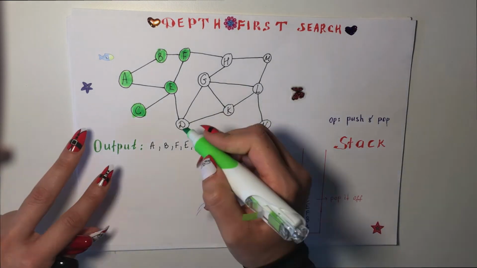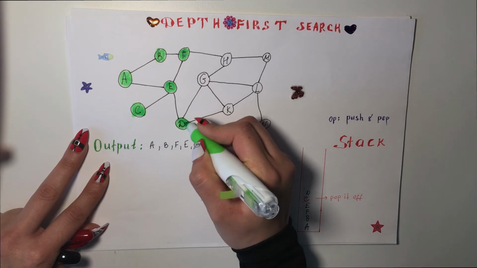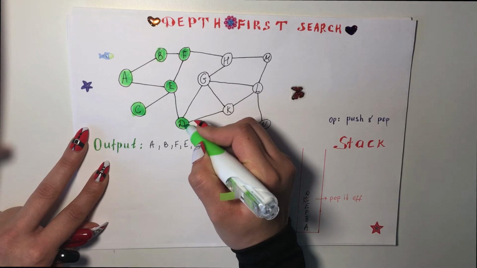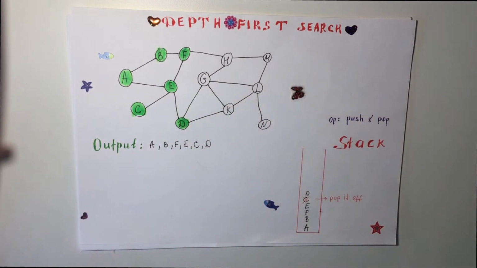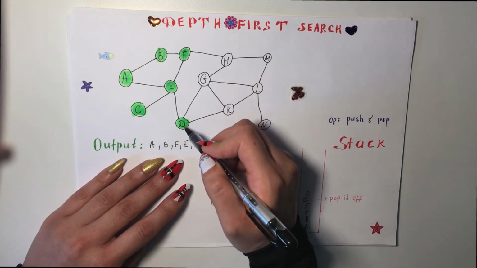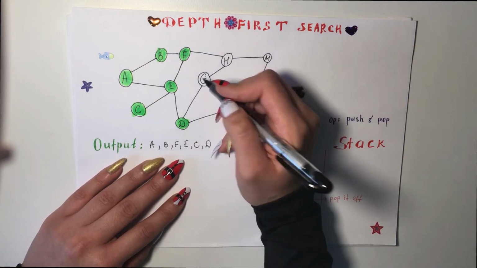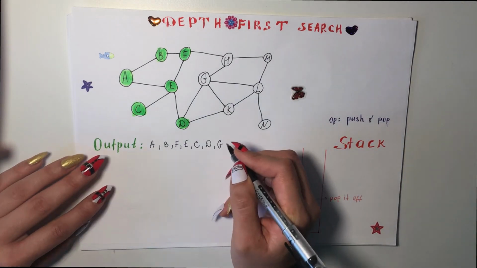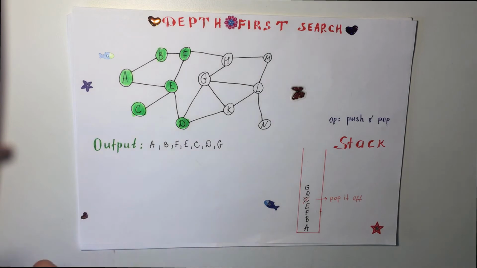We are going to push node D to the stack, add it to the output, and mark it as a visited node. D has two adjacent unvisited nodes, G and K. Let's continue with node G. We are pushing G on the top of the stack, adding it to the output sequence, and finally marking it as a visited node.